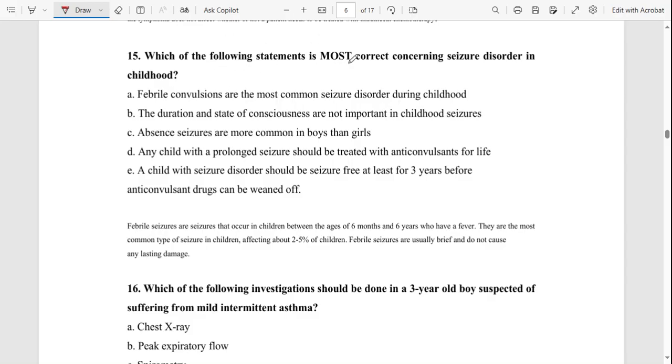So which of these is most correct concerning seizure disorders in childhood? So what can we pick here? Anyone with a thought on that one? Okay. Option A. All right. Thank you so much.